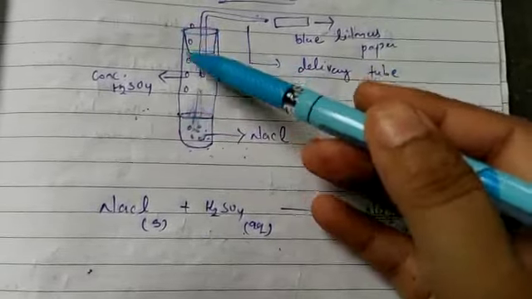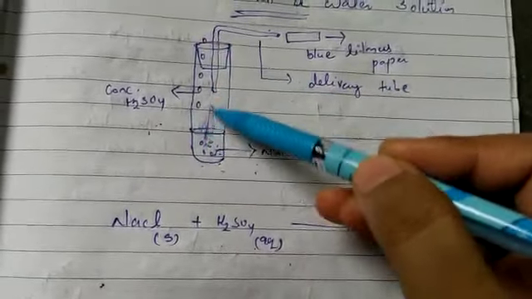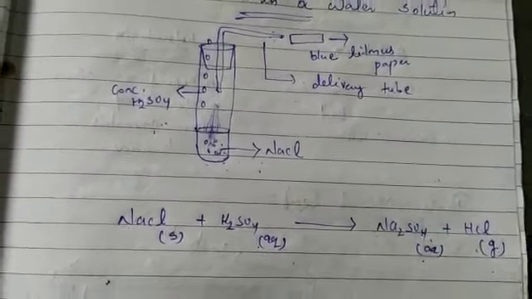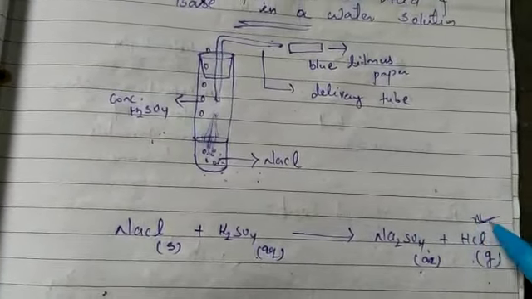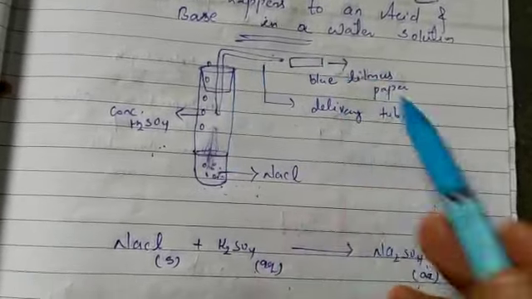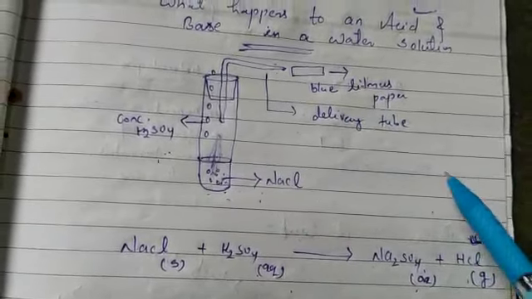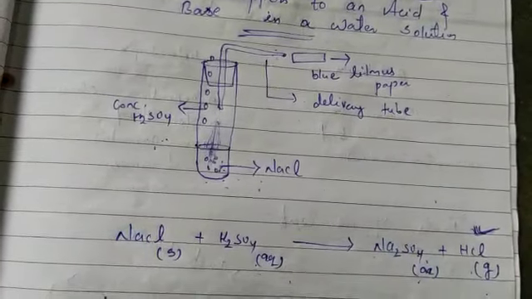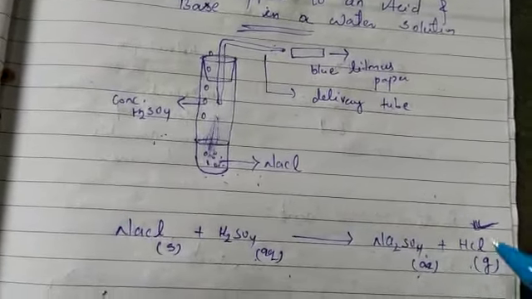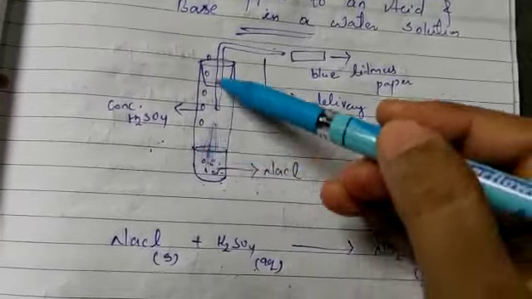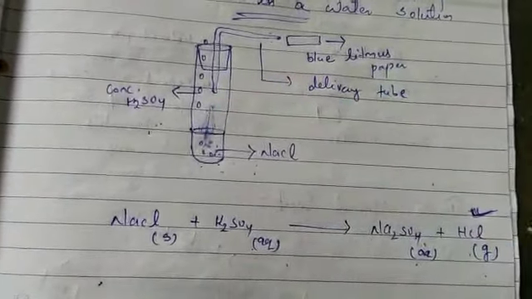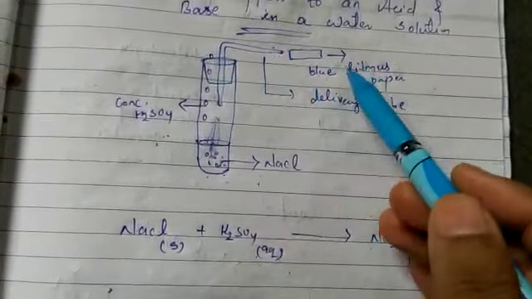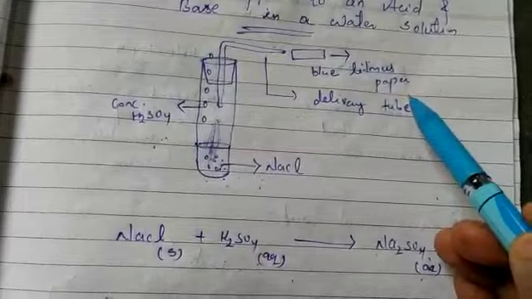As I told you, if you add drop by drop, gas is evolved here, which is collected in the delivery tube. That is our HCl, hydrochloric acid. If it is an acid, it should change blue litmus paper to red, because it is the property of an acid to change blue litmus paper to red. So if the gas produced is hydrochloric acid, then it should change the blue litmus paper to red.